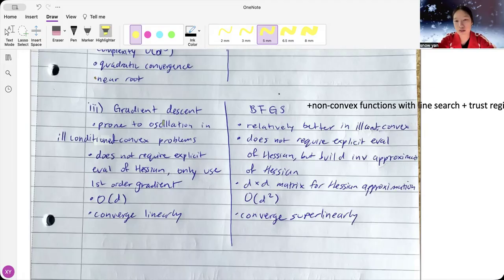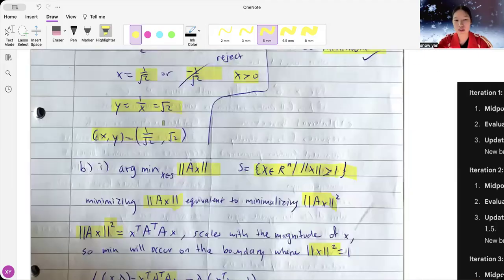BFGS does relatively better in ill-conditioned convex and non-convex functions with line search and trust region methods. And it does not require explicit evaluation of the Hessian either, but it does build an inverse approximation of it. For the Hessian approximation, it takes O(D^2), right, to evaluate and to keep, and it converges superlinearly, which is slightly faster. But if it's hard to even approximate the Hessian and keep track of it, if it's large, not a good idea to use BFGS either. So yeah, that basically ends this problem set.